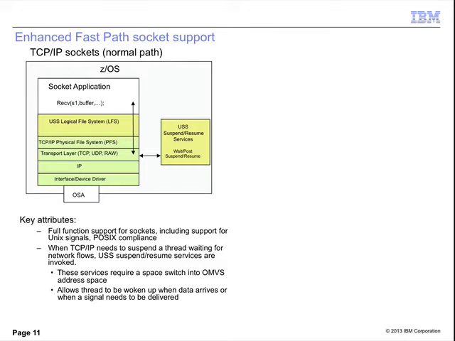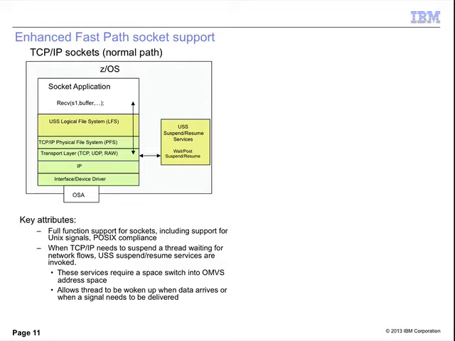The next chart talks to enhanced fast path sockets, and the diagram you see on the screen right now is the standard TCP/IP layers that a socket application would go through in sending data over the network. So nothing unusual here. You've probably seen these pictures before.